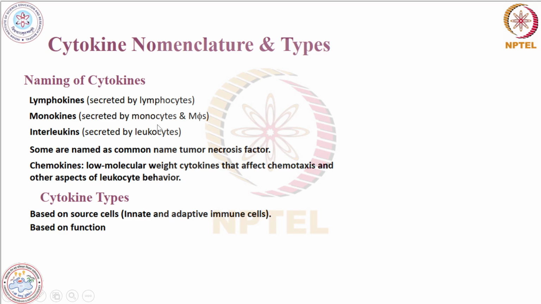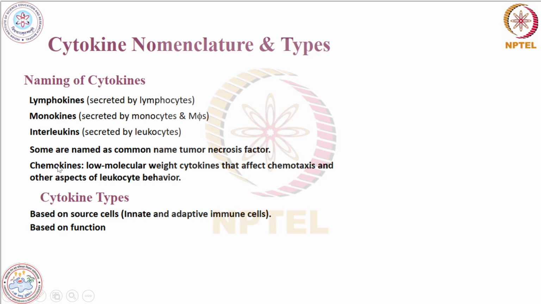And monocytes and macrophages will produce the monokines, and leukocytes are the WBCs, white blood cells. These will produce the cytokines that will be known as the interleukins. And there are some other cytokines called tumor necrosis factor, TNF. These are named because they can kill tumor cells and regulate inflammation. There's a necrosis effect, that is the killing effect for the tumor. So these are tumor necrosis factor, TNF.